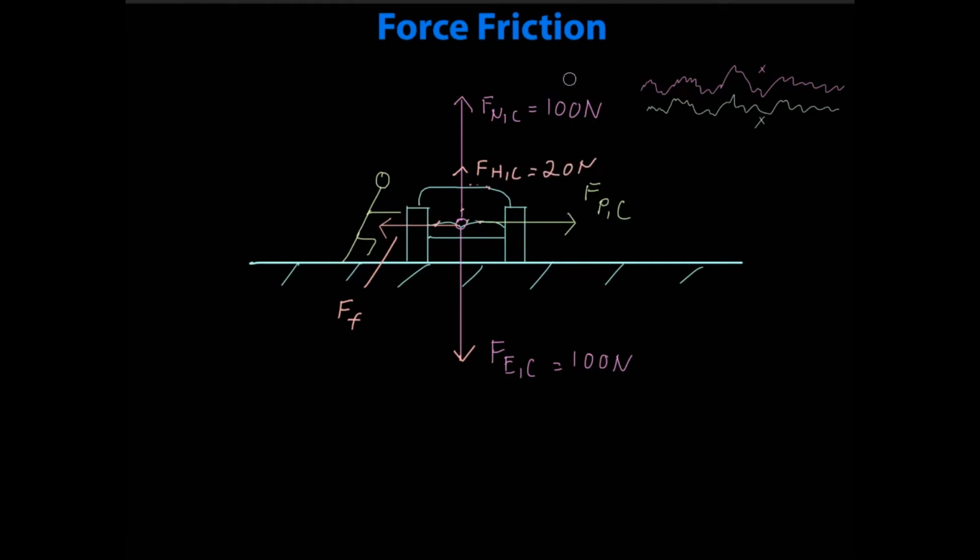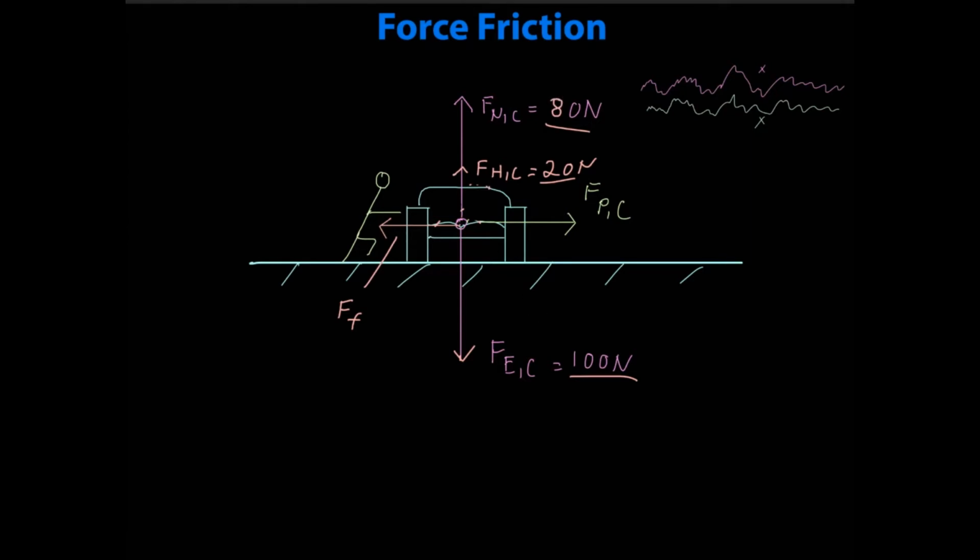Now, if they lift up on it with 20 newtons, then force normal can't be 100 anymore. Because if I have force earth down as 100 newtons, and I have 120 newtons upward, this couch would fly into the air. And this person obviously is not lifting up enough to lift the couch off the ground. So what happens to force normal? Well, force normal will decrease.